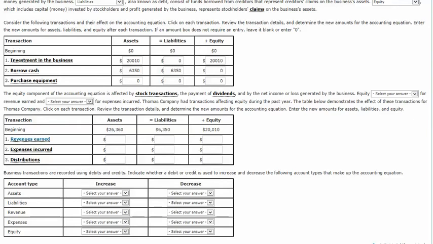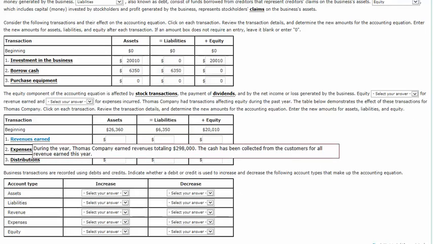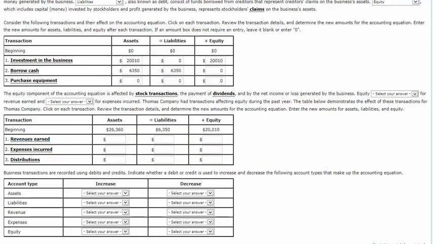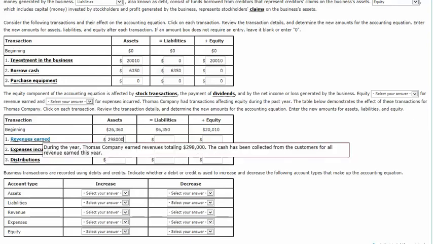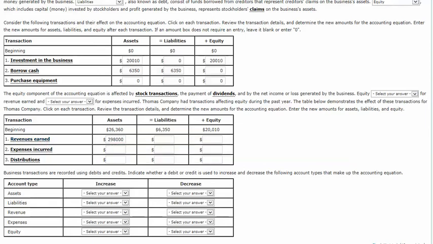We have revenues now, and in this case, during the year, Thomas Company earned a total of $298,000, and the cash has been collected from the customers for all the revenue earned during the year. So we have a cash increase of $298,000. We're increasing our revenue, and revenue increases our equity. It does not affect our liability, so we're going to put 0 for liability, and our equity is also going to increase by $298,000.